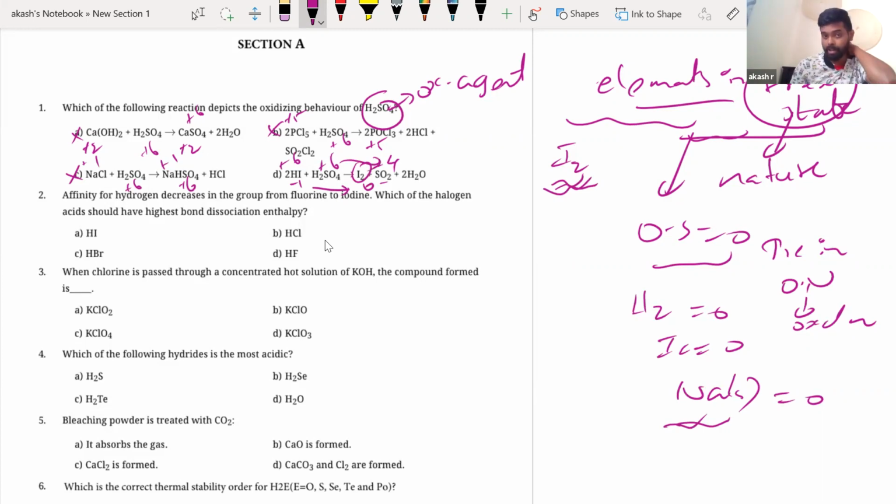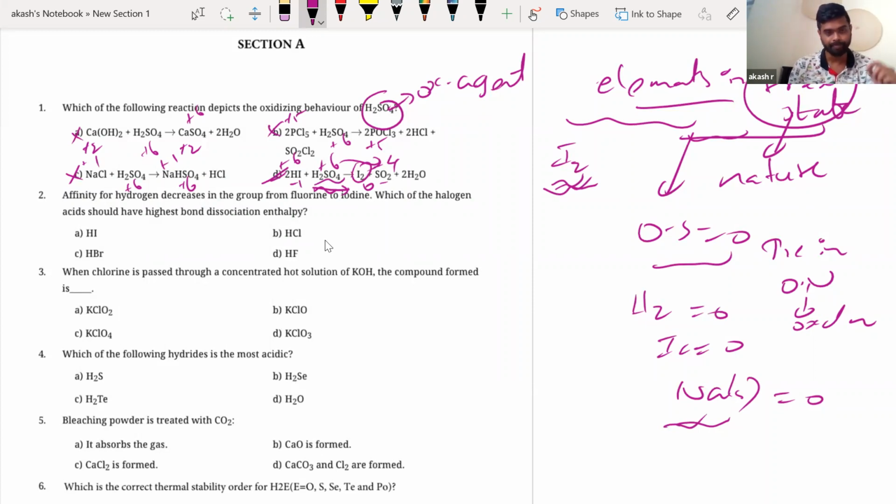And I know whichever is undergoing reduction is my oxidizing agent. So definitely H2SO4 is undergoing reduction. So it is my oxidizing agent. Whichever undergoes reduction is my oxidizing agent. Whichever undergoes oxidation is the reducing agent. The opposite, right? So iodine is getting oxidized, and which is oxidizing it? H2SO4. So the correct answer would be option D. I hope you got the answer. How we do this is very simple. All you have to do is just check for the oxidation states. Okay, fine. Next, second question.